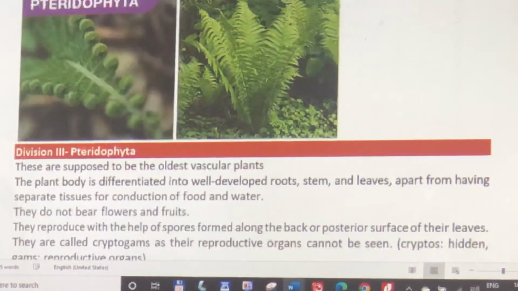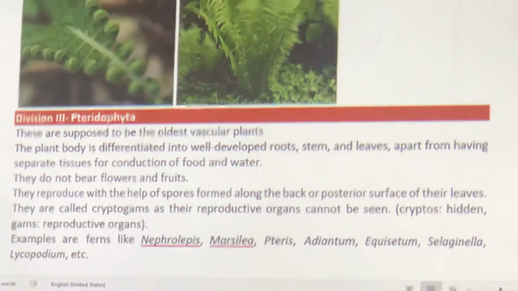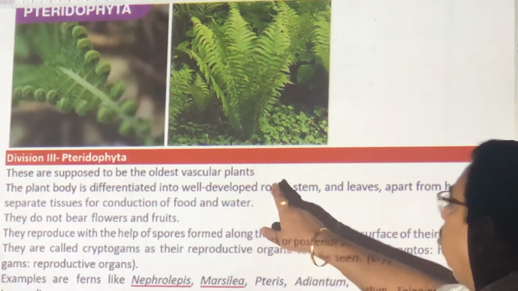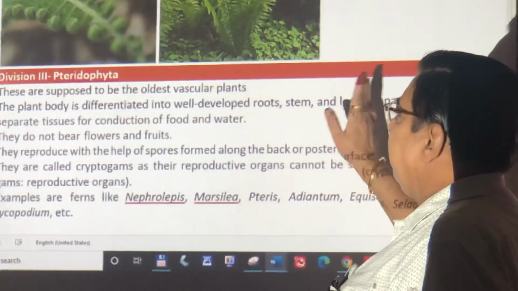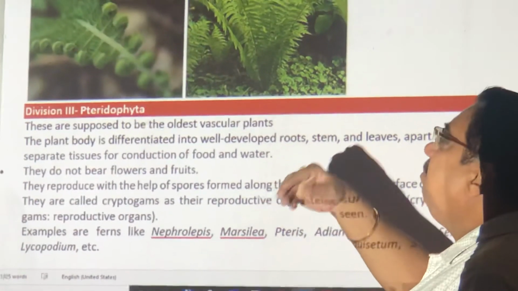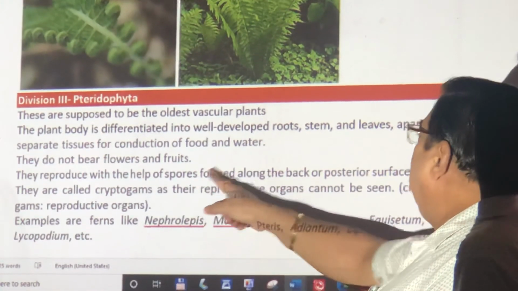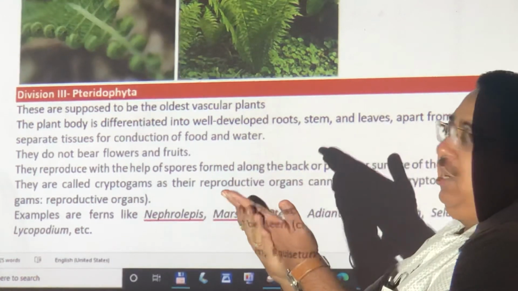Pteridophytes. They are the oldest vascular plants. First plants which had xylem and phloem. They got good roots, stem, leaves, everything perfect, xylem and phloem, but no flower and fruit. They reproduce by spores which are found on the back of the leaf.